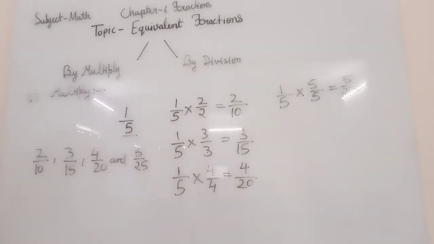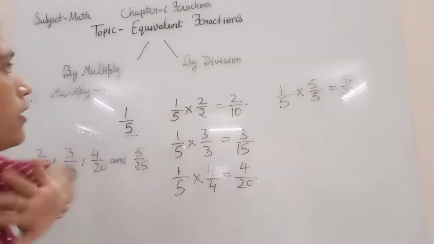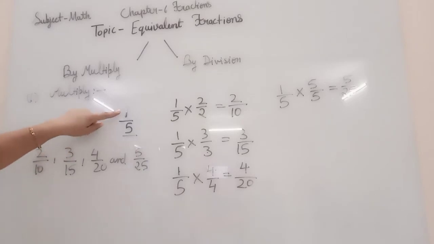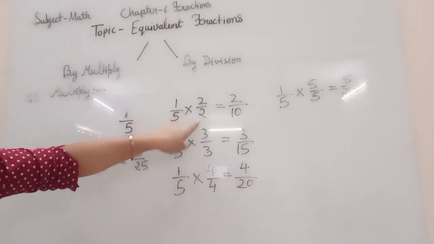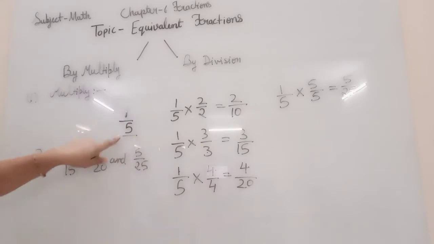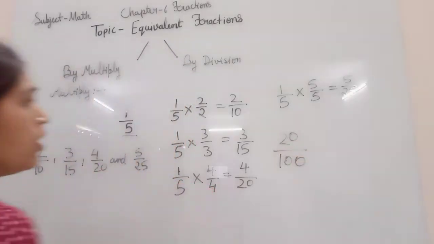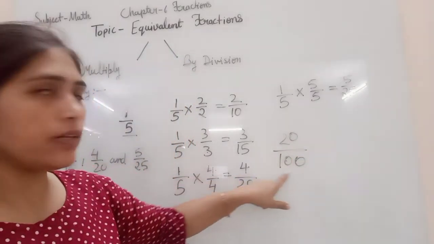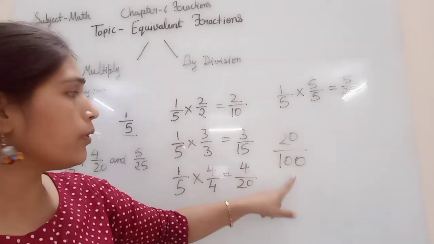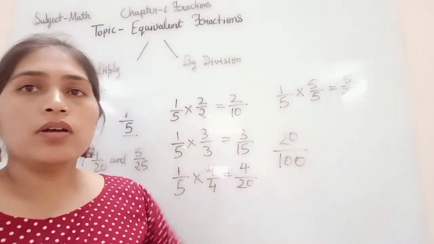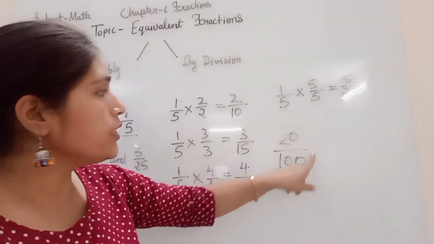How to find the equivalent fraction by the division method. Now look here, where we will use multiplication and where we will use division. If there is a small number, we cannot divide it, so we will use the multiplication method. But if there is already a bigger number, this time you can use the division method. If you multiply it forward, you will get a bigger number, so it will be difficult. Here you have 0, so easily you can multiply.